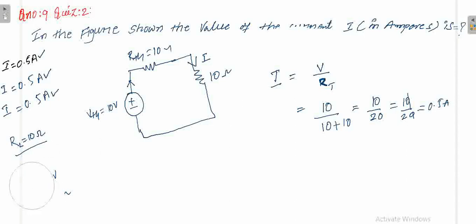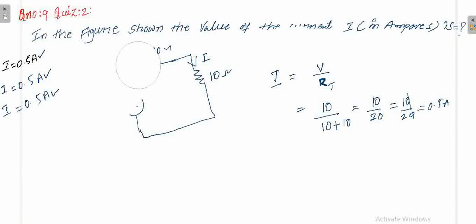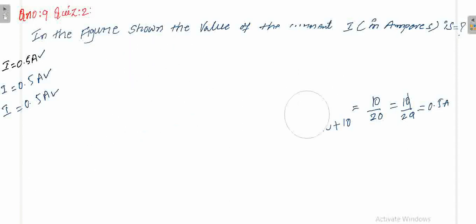So the same thing we have to apply for Norton's theorem also. So let us see the same problem in Norton's theorem and superposition theorem. Let us see with Norton's theorem. So what is our problem?